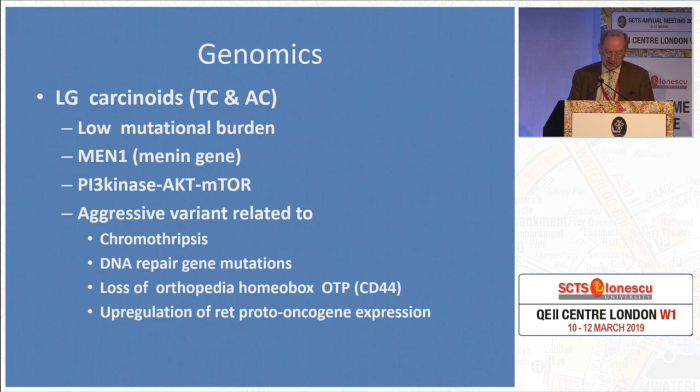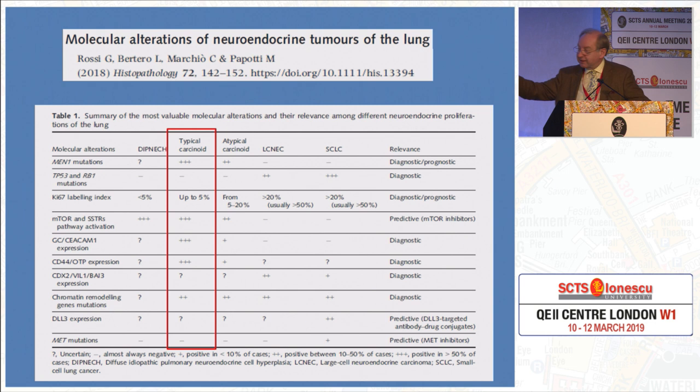But there are other aggressive variants that are identified, and this is touched upon in the Papaxoinis paper with Weiss, I can never get my tongue around his name, in which they identified three different clusters, and the loss of orthopedia homeobox may be an important predictor in that. Again, I've just highlighted these, looking at typical, atypical, large cell, we can skip the small cell, but showing the different markers that are there.